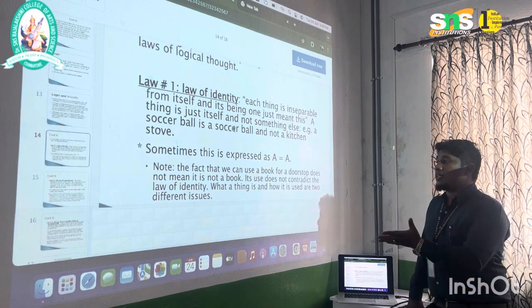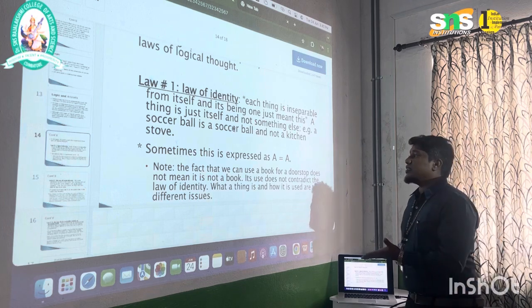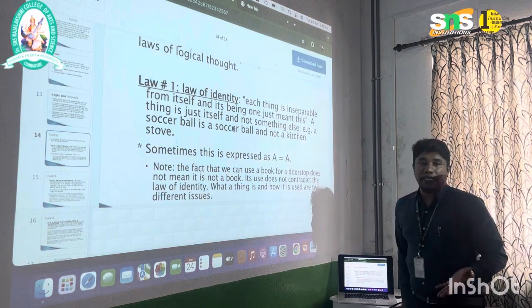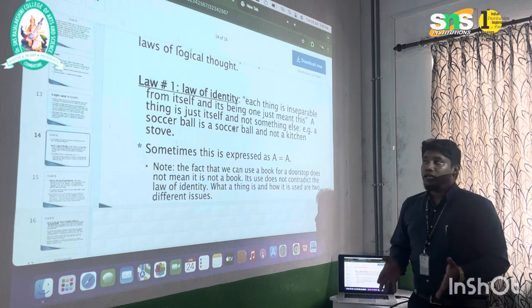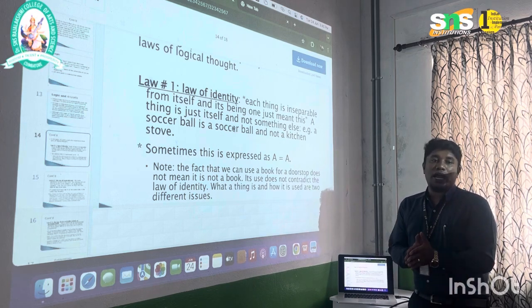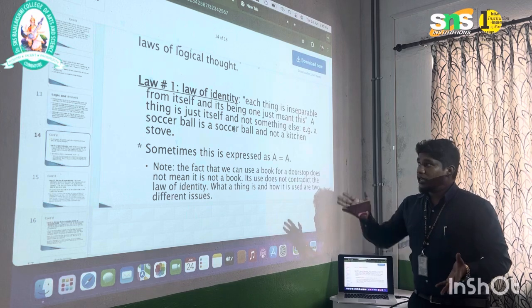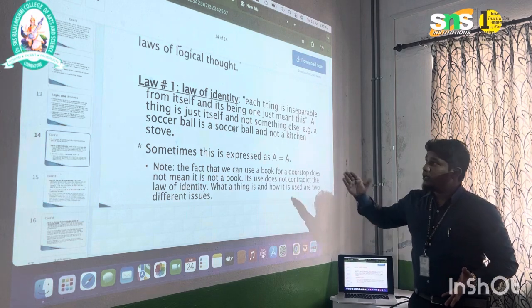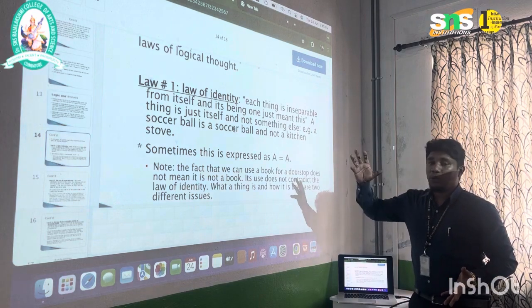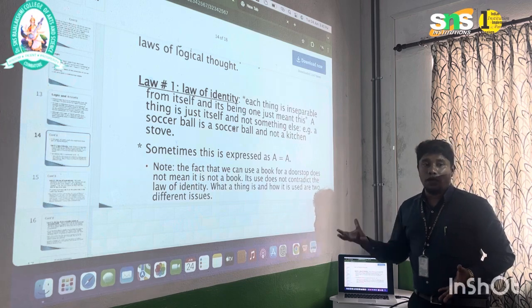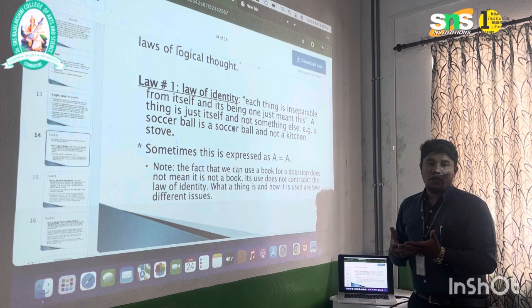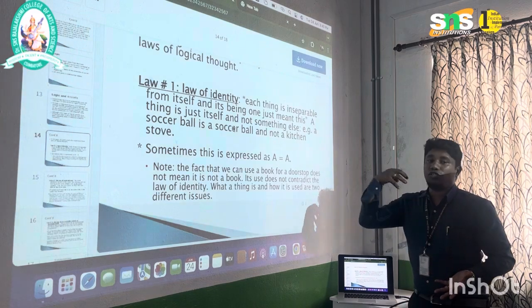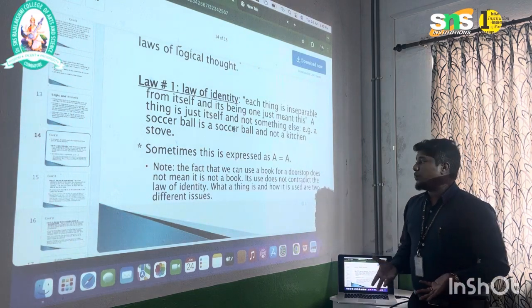Everyone has an identity. Sometimes this is expressed as A equals A. For example, we can say no means no; we can't say it as yes. The law of identity comes through when he speaks about a soccer ball. A soccer ball cannot be a volleyball or a football or anything else. It is just a soccer ball.